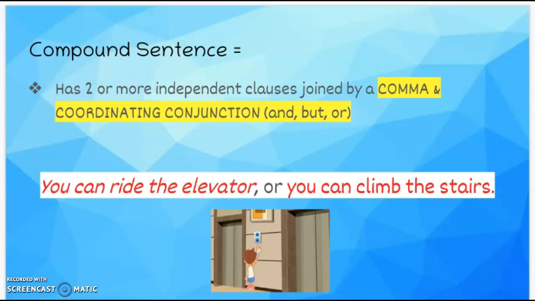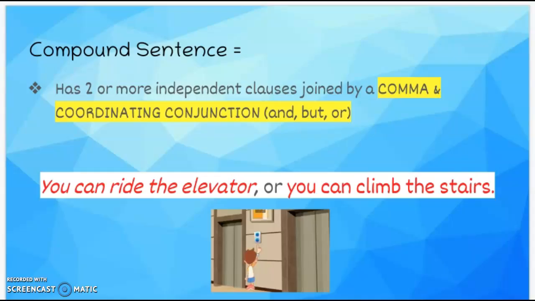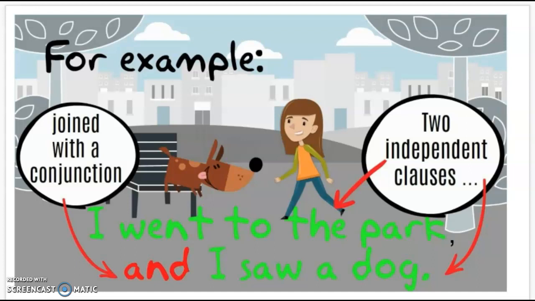So again, a simple sentence just has a subject and verb and is a complete thought, basically an independent clause. If you combine two of these together with a comma and conjunction, it turns into a compound sentence. Some other examples we talked about of compound sentences: I went to the park, and I saw a dog.